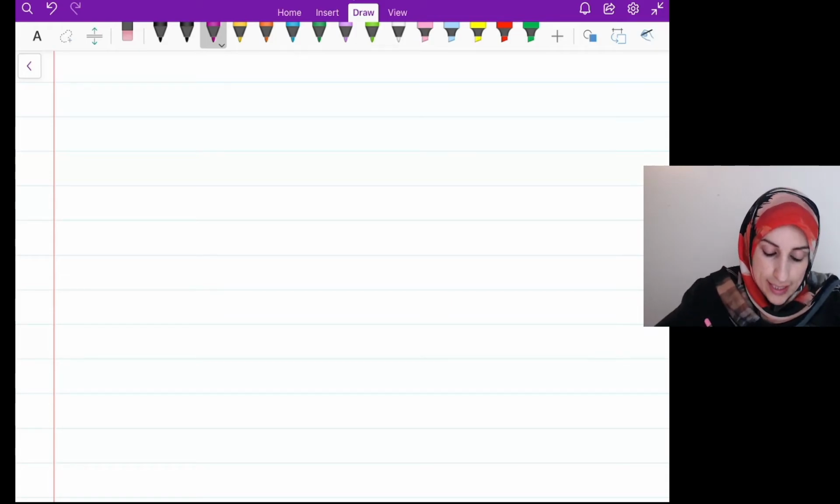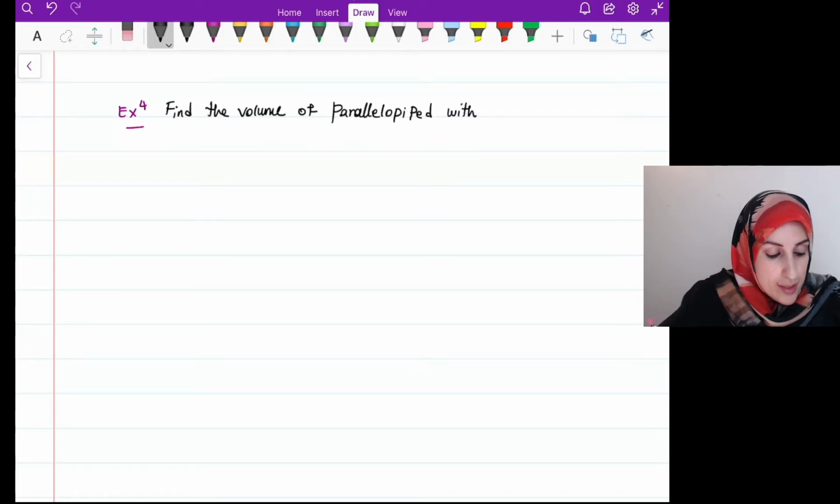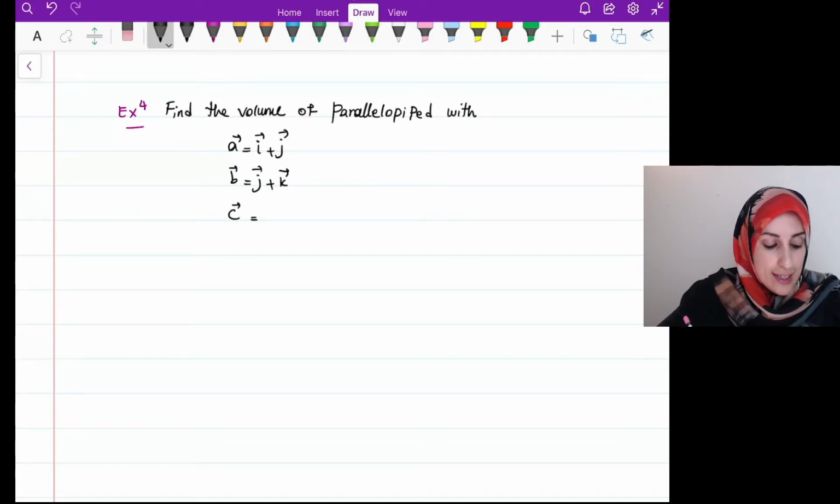Let's work on example 4. Find the volume of the parallelepiped with A equal to i plus j, B equal to j plus k, and C equal to i plus j plus k.